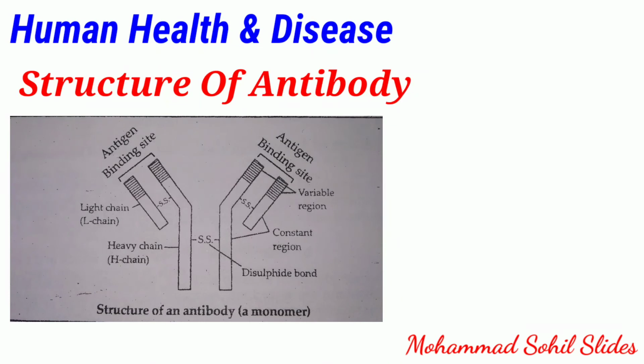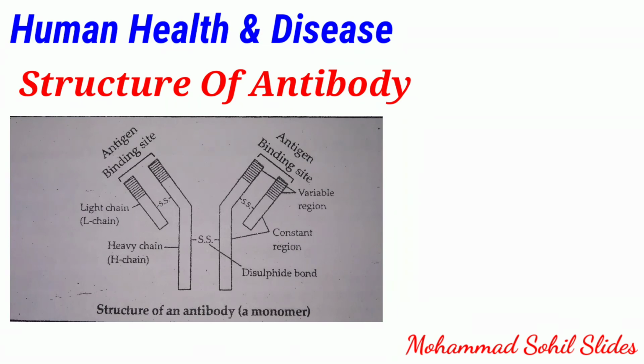Per second about 20,000 antibodies are produced. It is a globular Y-shaped protein. It consists of 4 polypeptide chains, 2 identical light chains and 2 identical heavy chains. A light chain has 2 regions, variable region V and constant region C. A light chain is composed of about 200 amino acids.